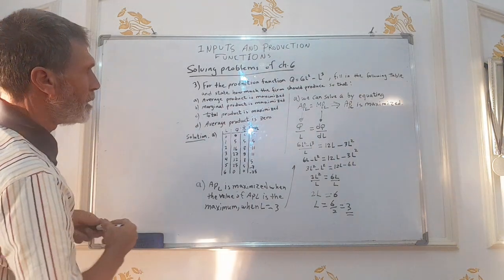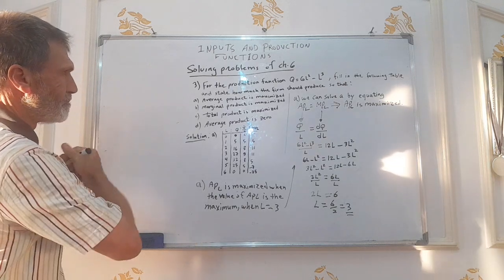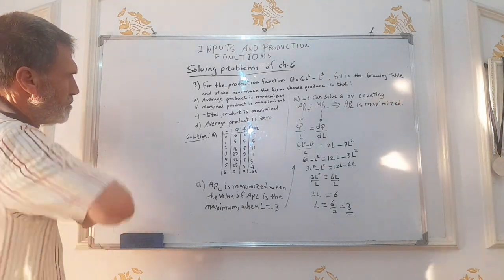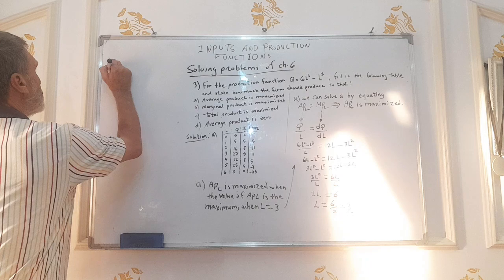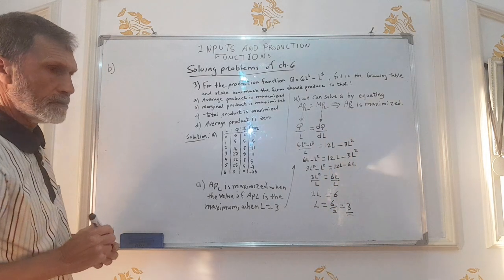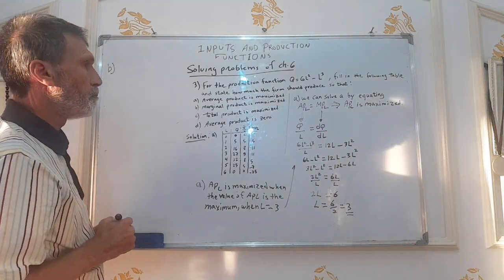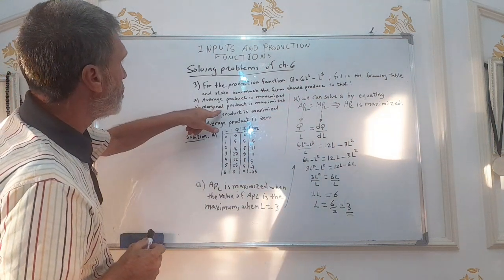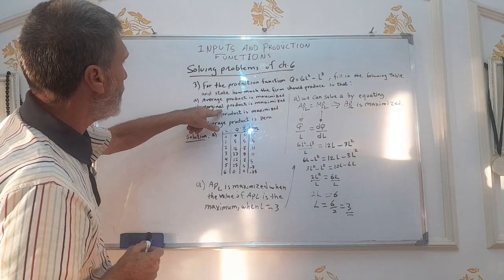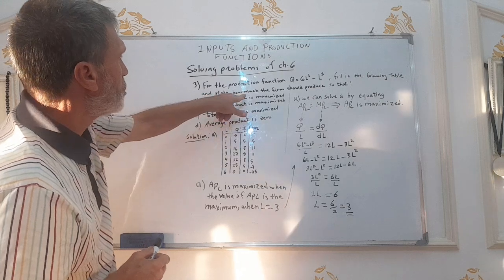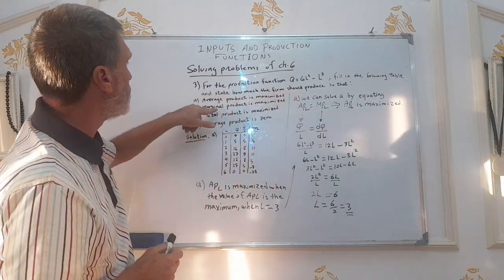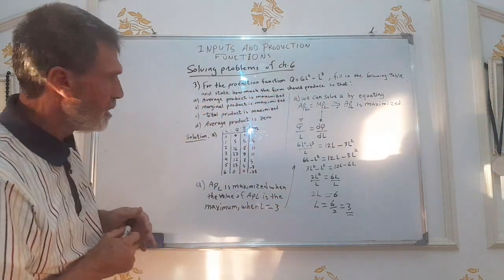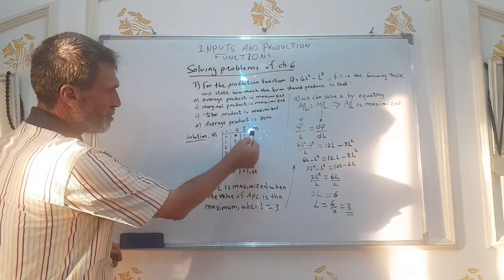Okay. Now part B. Part B, of course, says we need to show how much the firm should produce so that marginal product is maximized.